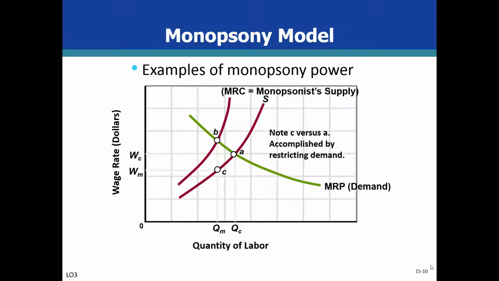The monopsonist wage is at point C, below the competitive wage because they are the wage maker and they hire fewer workers to achieve this at QM. The firm in a monopsony model has the power to do this.